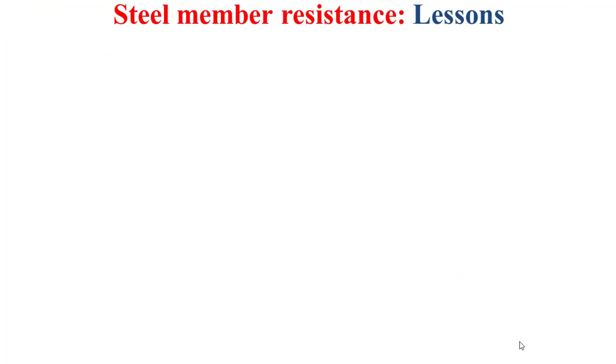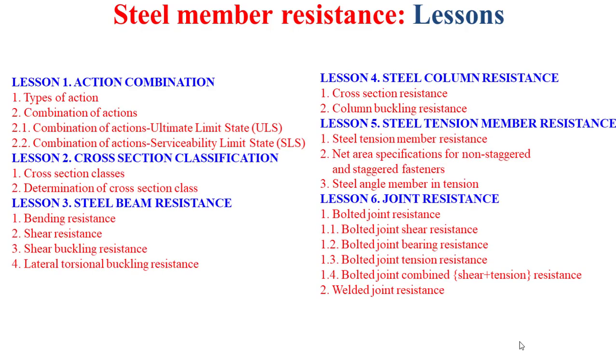Now, the series of lessons about steel member resistance that I will try to explain are: action combination as lesson 1, cross-section classification as lesson 2, steel beam resistance as lesson 3, steel column resistance as lesson 4, steel tension member resistance as lesson 5, and joint resistance as lesson 6.